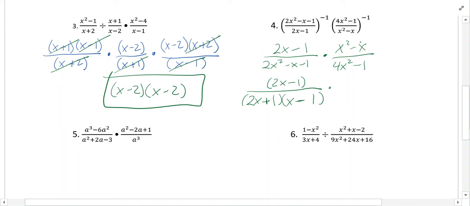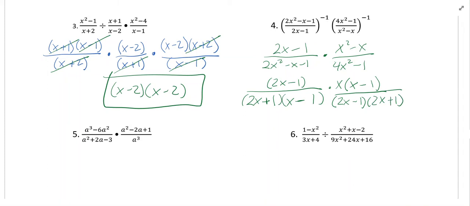On the right-hand side, in the numerator, the only thing they have in common is a GCF of x, so I'm going to factor that out. So when I do that, I'm left with x minus 1. In the denominator, this is a difference of squares, so that's going to factor into 2x minus 1 and 2x plus 1.